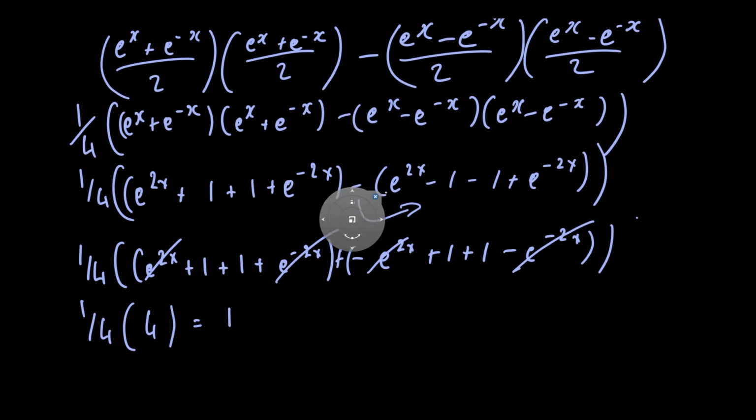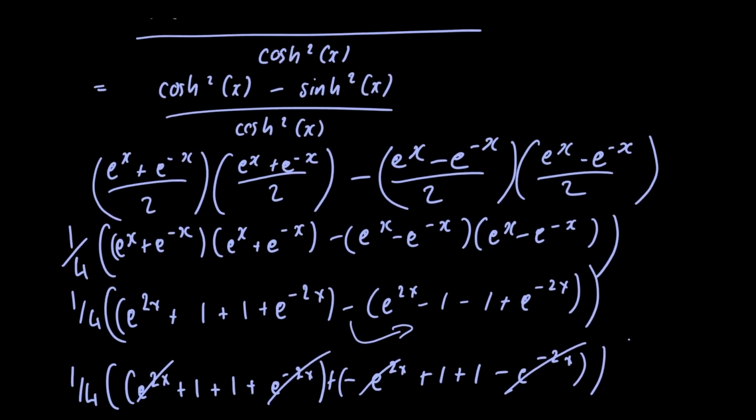That means that we can go ahead and rewrite hyperbolic cosine squared of x minus hyperbolic sine squared of x as 1. And that's just over hyperbolic cosine squared of x, which is just equal to hyperbolic secant squared of x. And that's the answer to this problem.